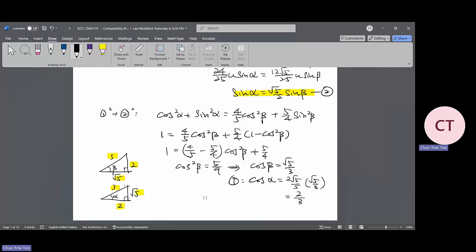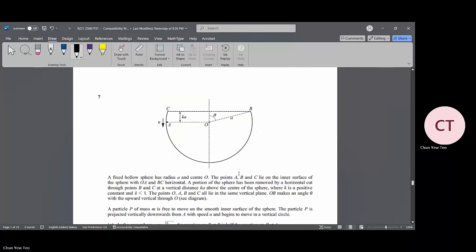And you can see that this is a beta. This is an alpha. So actually we know that from this diagram over here, the alpha plus beta is 90 degree. Okay, so from here, we know that the alpha plus beta is actually 90 degree. So therefore, sine of alpha plus beta is 1. Okay, so this is the answer. This is the answer for question number 6 B. Now move on. We have question number 7.